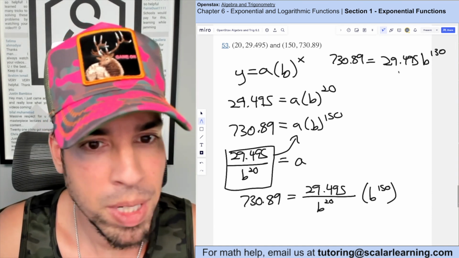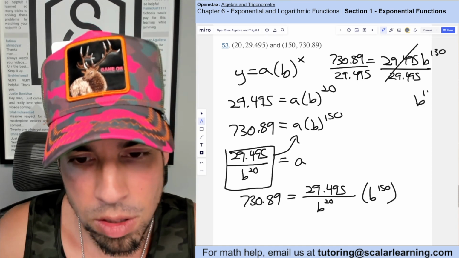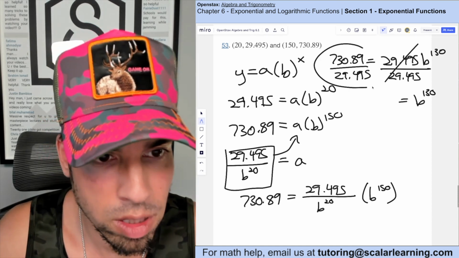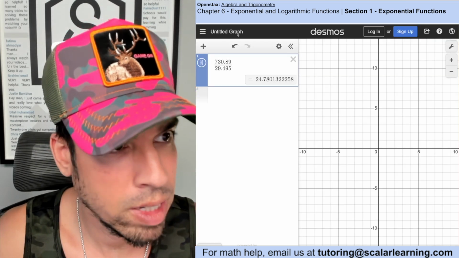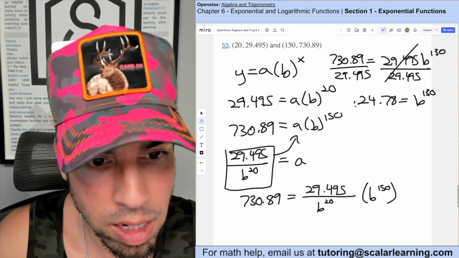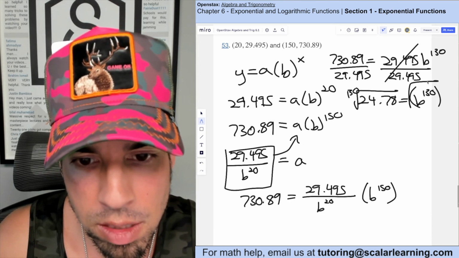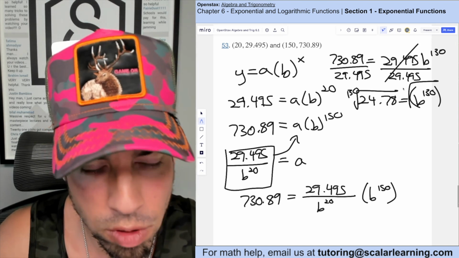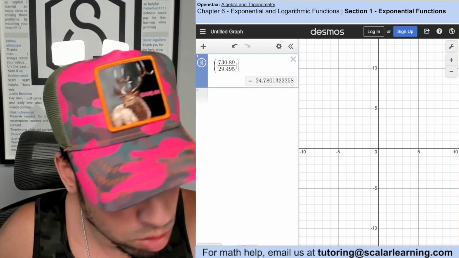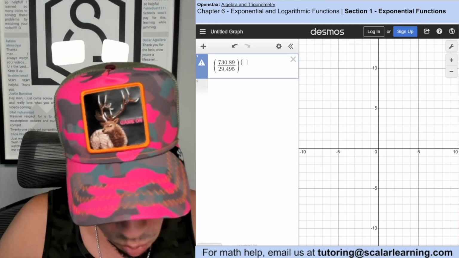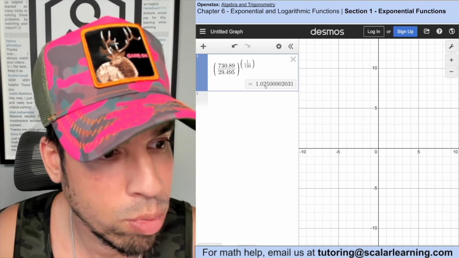So now to solve for b, we're going to divide both sides by 29.495. And then we get b to the 130th equals this, which I'll evaluate in Desmos. So now I get approximately 24.78. And last but not least, we're going to take the 130th root, which is the same as taking this to the 1 over 130th power. So again, taking this in Desmos, I'm going to say to the 1 over 130 power, and we get approximately 1.025.